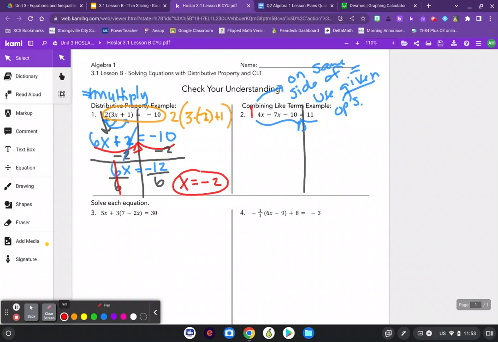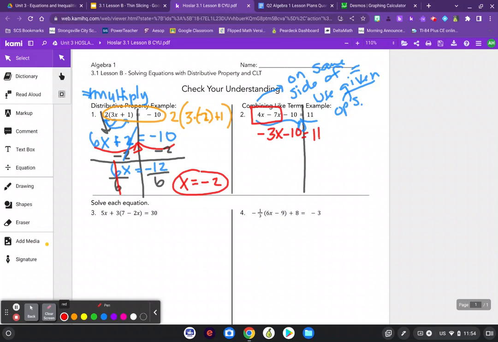But over here, I have these like terms, these 2 x terms. These are on the same side of the balance scale, so I don't need to do opposite operations. I don't need to do operations on both sides. I'm just going to collect them. I'm going to put them together and say, well, I have 4 x's and then I have negative 7 x's. So really I have negative 3 x's. I still have this minus 10 and then I have this equals 11.